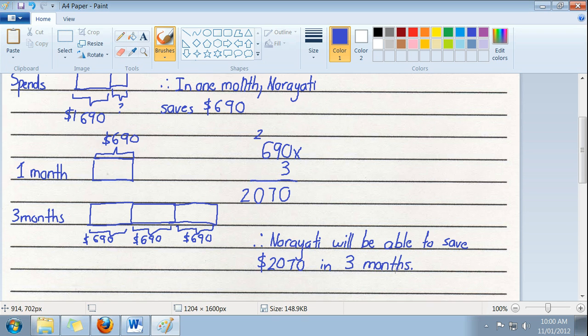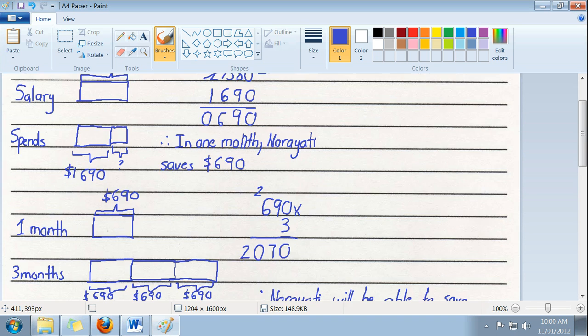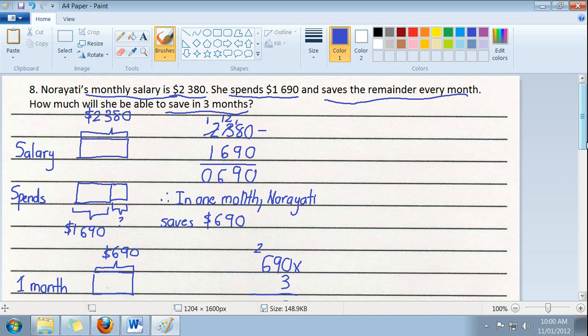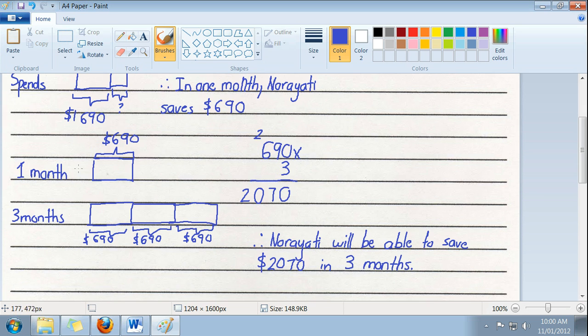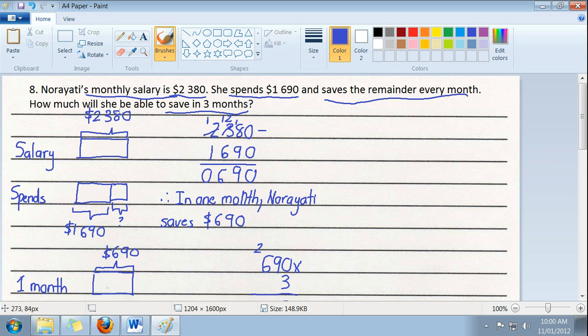Okay? Now basically what I did was I found out how much she could save in 1 month. Because if you know how much she can save in 1 month, then it's easy to find out how much she can save in 3 months, right? And if you look at here, this shows us that we need to times. Okay? Because sometimes you might not know that. So I find for these type of questions, especially when you draw like this using the bar modeling strategy, you have a better idea, a better picture of what to do.